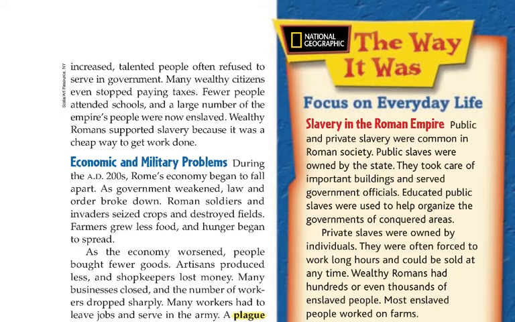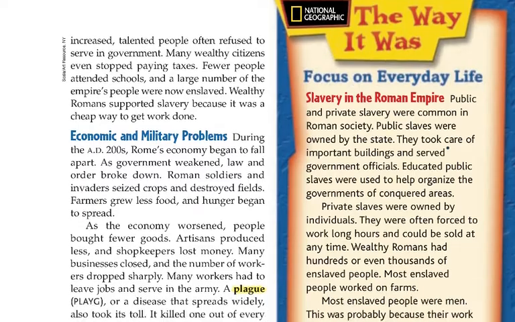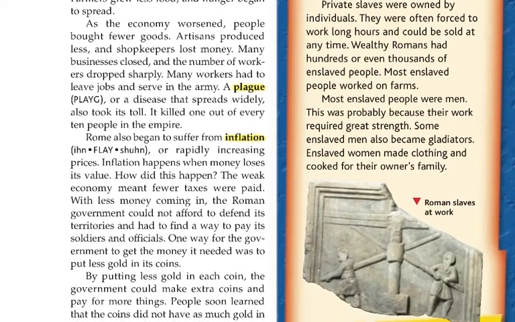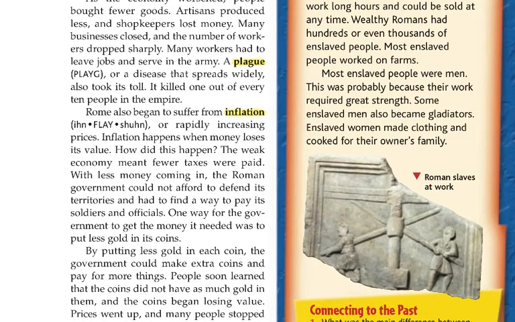As the economy worsened, people bought fewer goods. Artisans produced less, and shopkeepers lost money. Many businesses closed, and the number of workers dropped sharply. Many workers had to leave jobs and serve in the army. A plague, or disease that spreads widely, also took its toll. It killed 1 out of every 10 people in the empire.